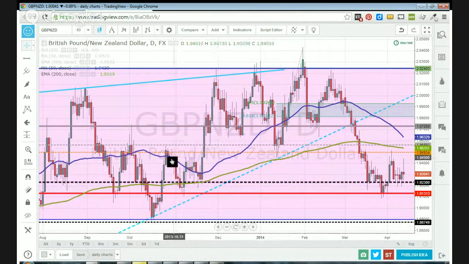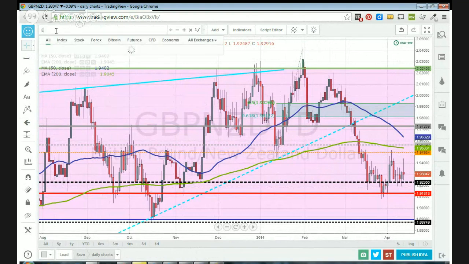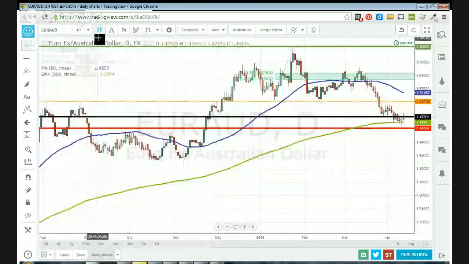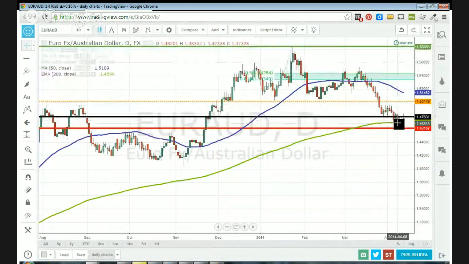Another position I have on is Euro Australian dollar. And this one is still hovering near my break-even point where it has been. I've been in this position for a few days now. I got filled at this black line here, and I think I got filled right here on April 8th. My stop is at this red line.